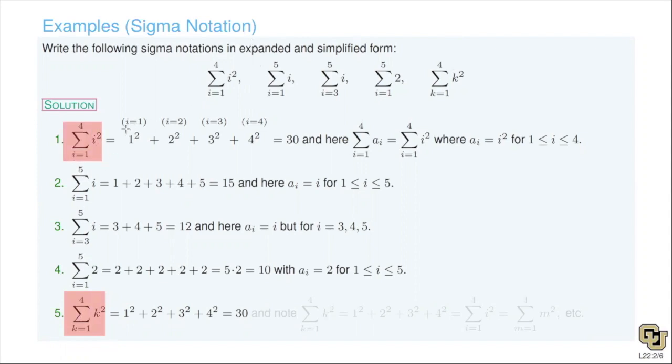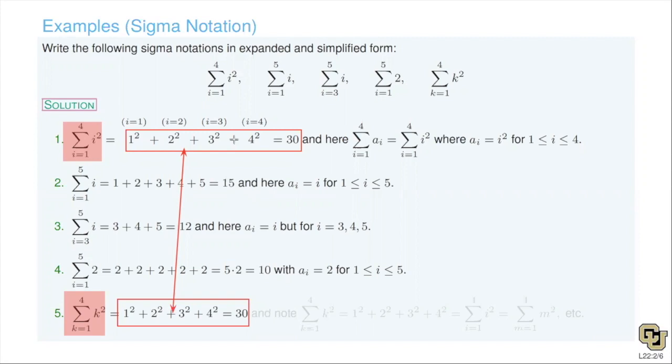In fact, both of these just equal the number 30. You can see when we expand out the sigma notation, the index disappears. There's no k up here when we write 1 squared plus 2 squared plus 3 squared. There's no i or k anywhere. When you expand out the sigma notation, the index disappears. That's why I say the index is not a variable, it's just a placeholder.